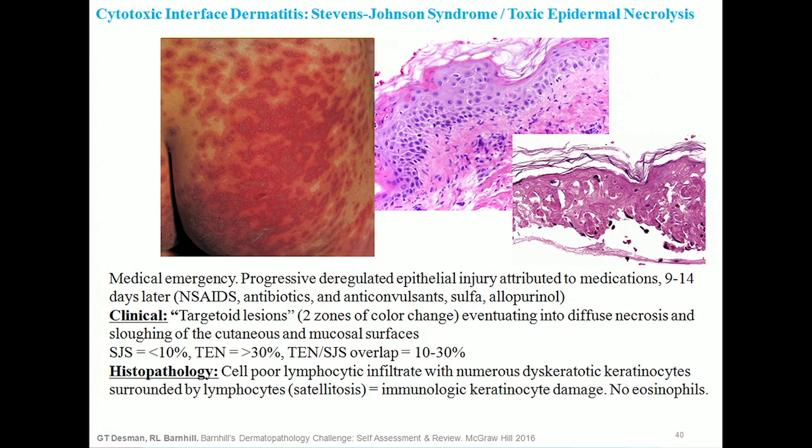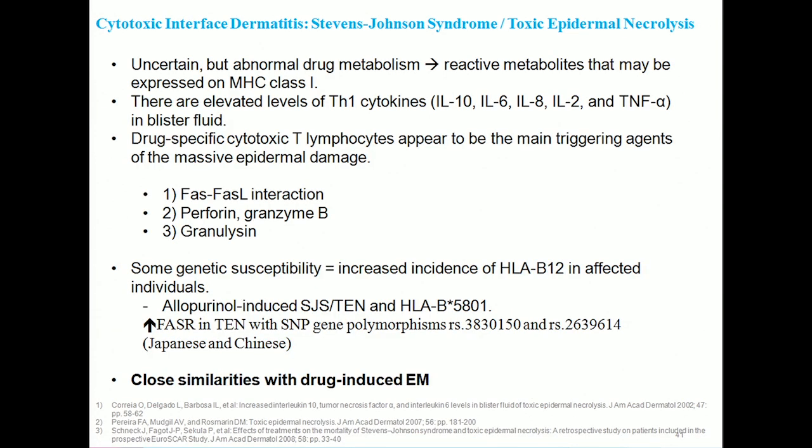Stevens-Johnson syndrome and toxic epidermal necrolysis. This is a medical emergency with progressive deregulated injury of epithelial cells attributed to medications. Histopathologically, it's identical to EM. You really can't distinguish between the two. The difference is that EM is a localized, self-limited process, whereas SJS and TEN is a runaway process involving the entire skin and becoming more severe.